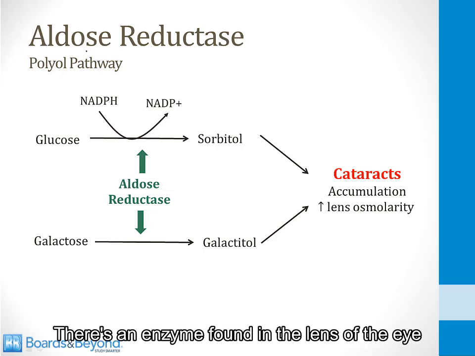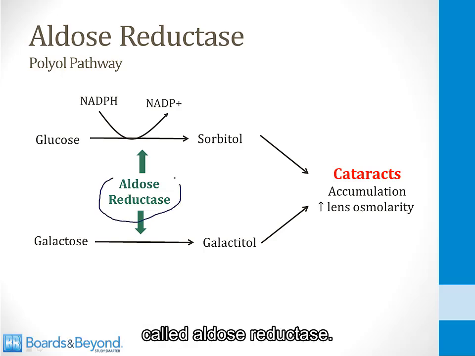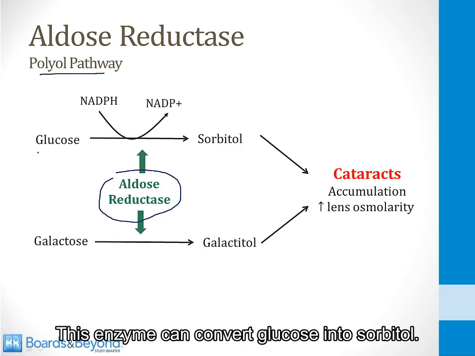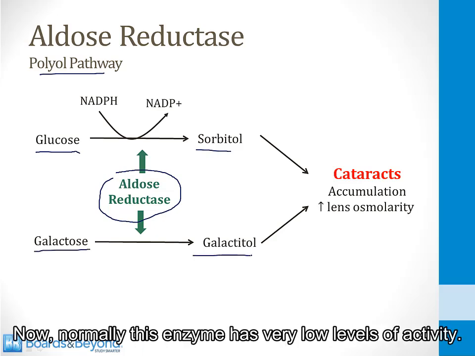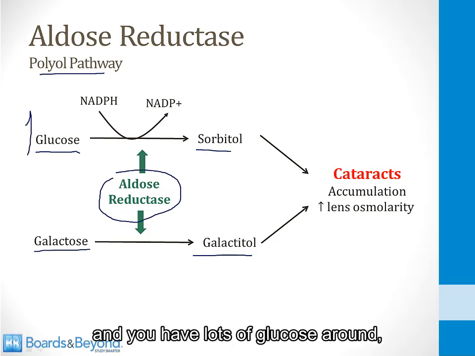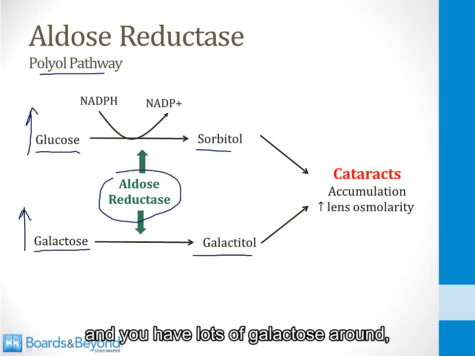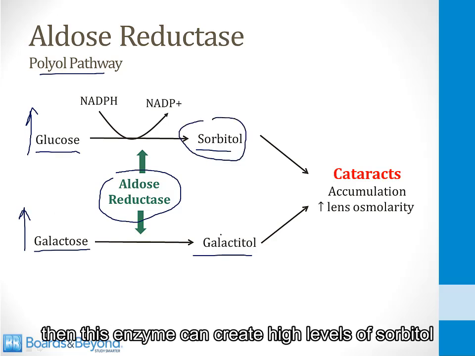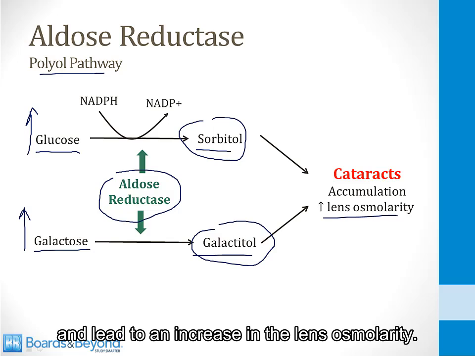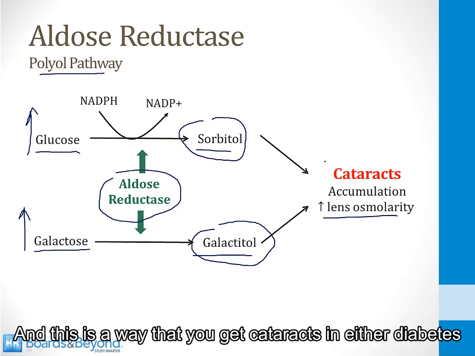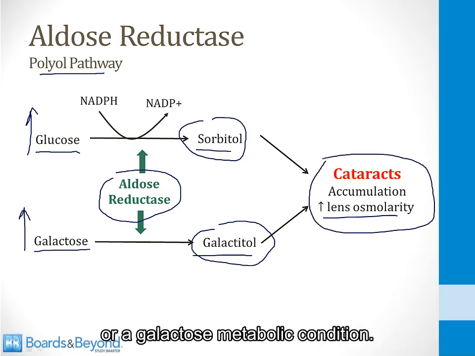There's an enzyme found in the lens of the eye called aldose reductase. This is part of a metabolic pathway called the polyol pathway. This enzyme can convert glucose into sorbitol. It can also convert galactose into galactitol. Now, normally, this enzyme has very low levels of activity. However, if you have diabetes and you have lots of glucose around, or if you have a galactose disorder and you have lots of galactose around, then this enzyme can create high levels of sorbitol or galactitol in the lens of the eye. That will draw in fluid and lead to an increase in the lens osmolarity, and this is a way that you get cataracts in either diabetes or a galactose metabolic condition.